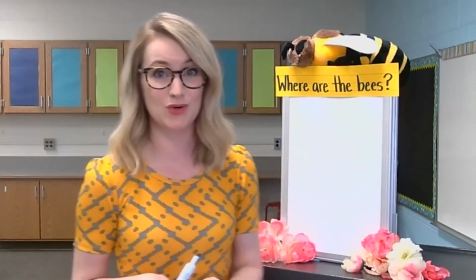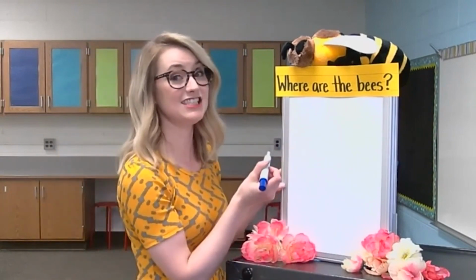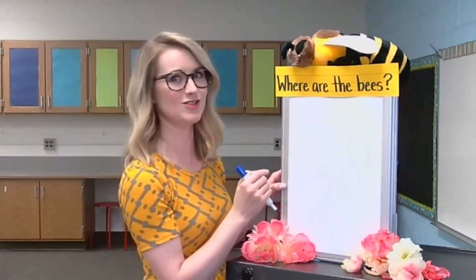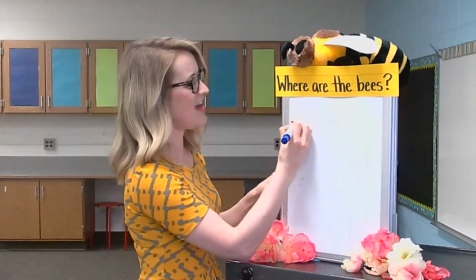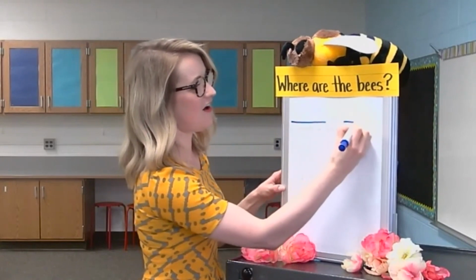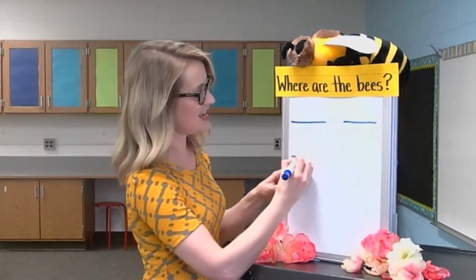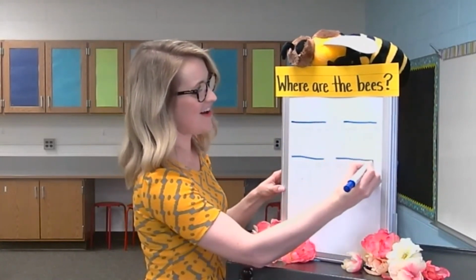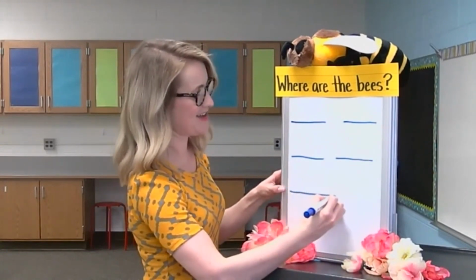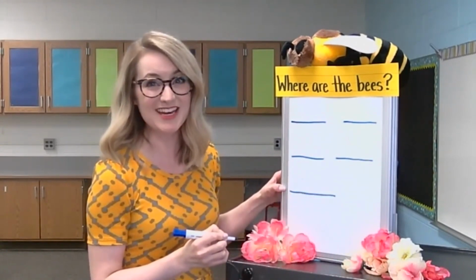Now, before I start writing, I like to draw lines on my paper to remind me that there's spaces between my words. You can draw lines too. As we draw our lines, let's say our sentence so we know where the words go. They are in the hive. Now we're ready to write.